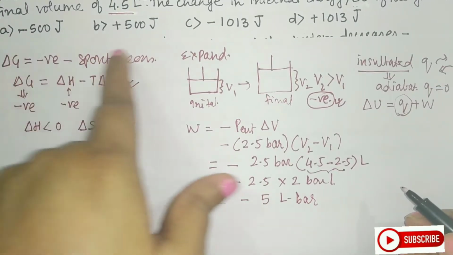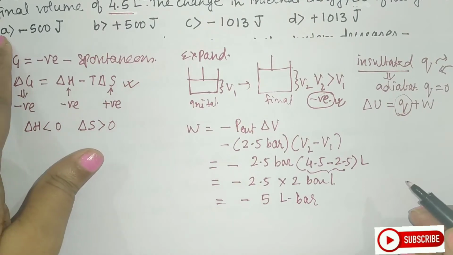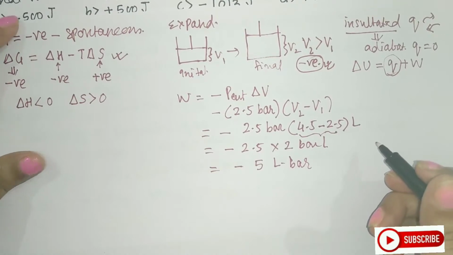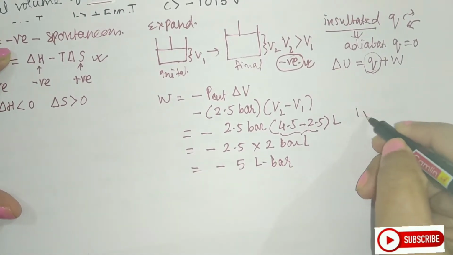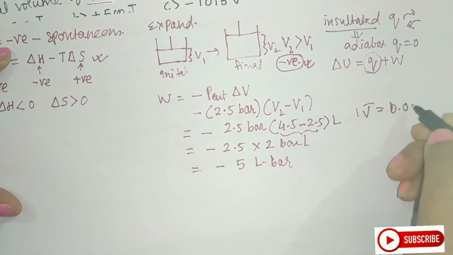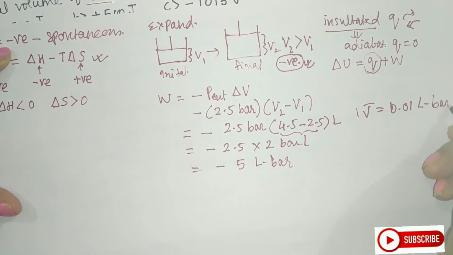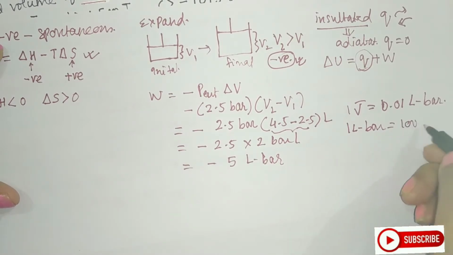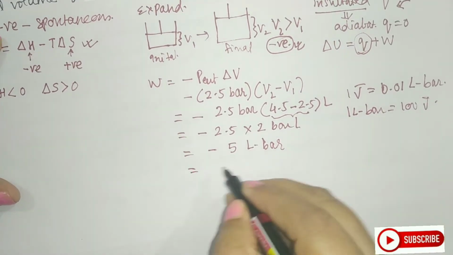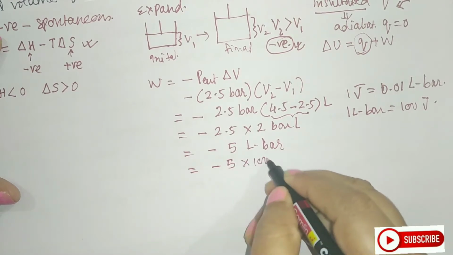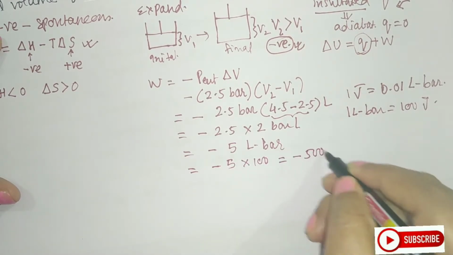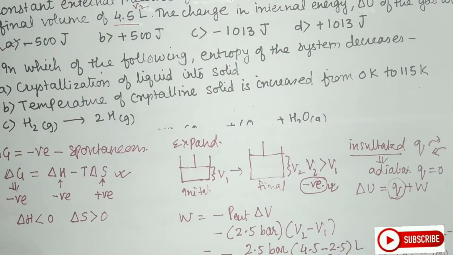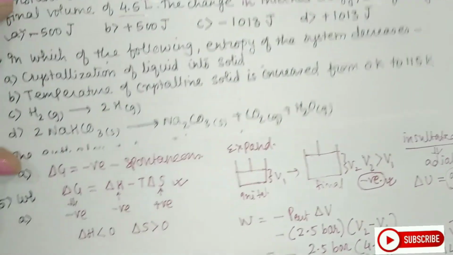But students, if you see the options, there is no liter bar; they are all given in J. So let us see the conversion here. 1 liter bar is equal to 100 J. So let us convert: -5 into 100, that will be -500 J. So your answer is the first option. Right students, come to the next one.